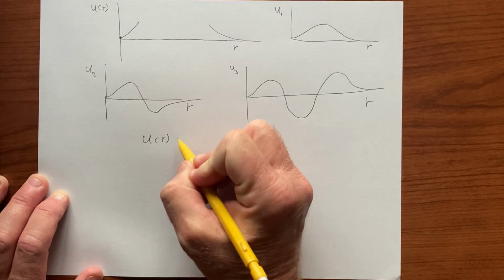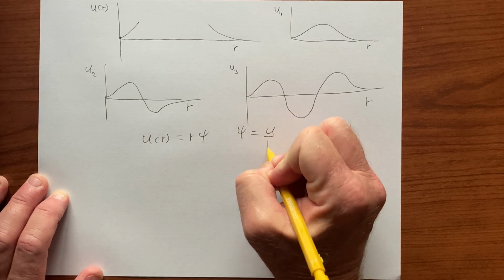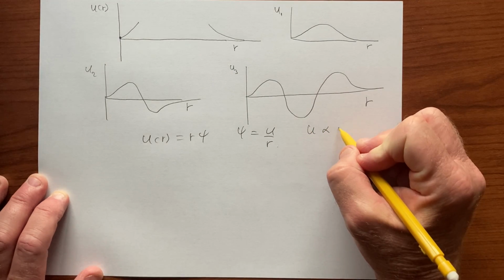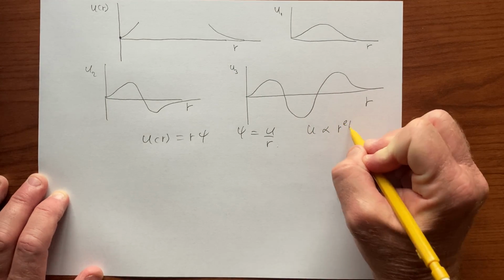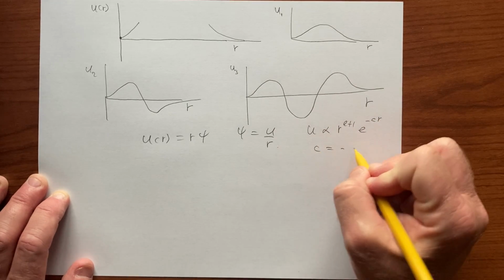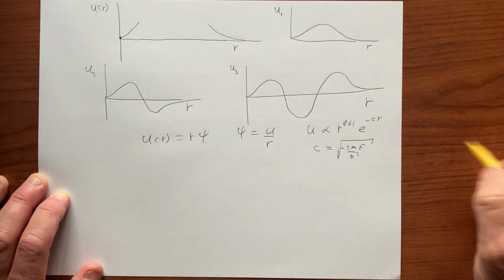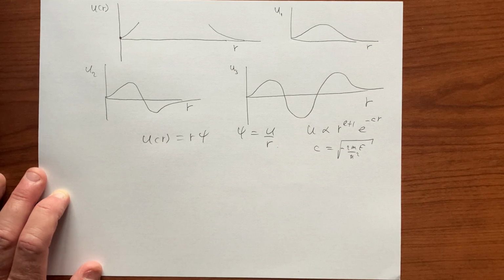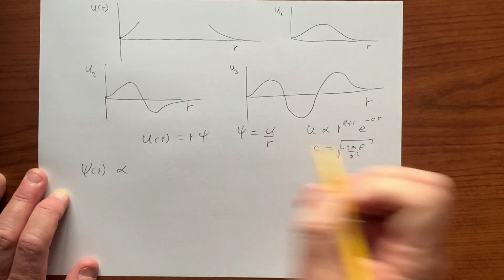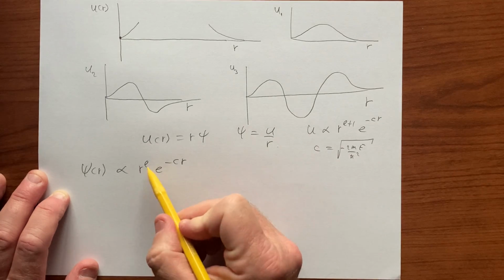u of r is equal to r times psi, and so psi is equal to u divided by r. And we already saw that the u function is proportional to r to the l plus 1, e to the minus c times r, where c is the square root of minus 2m energy over h bar squared. So it looks like that. And since we're dividing by r, the wave function looks like r to the l, e to the minus cr, for different values of l.